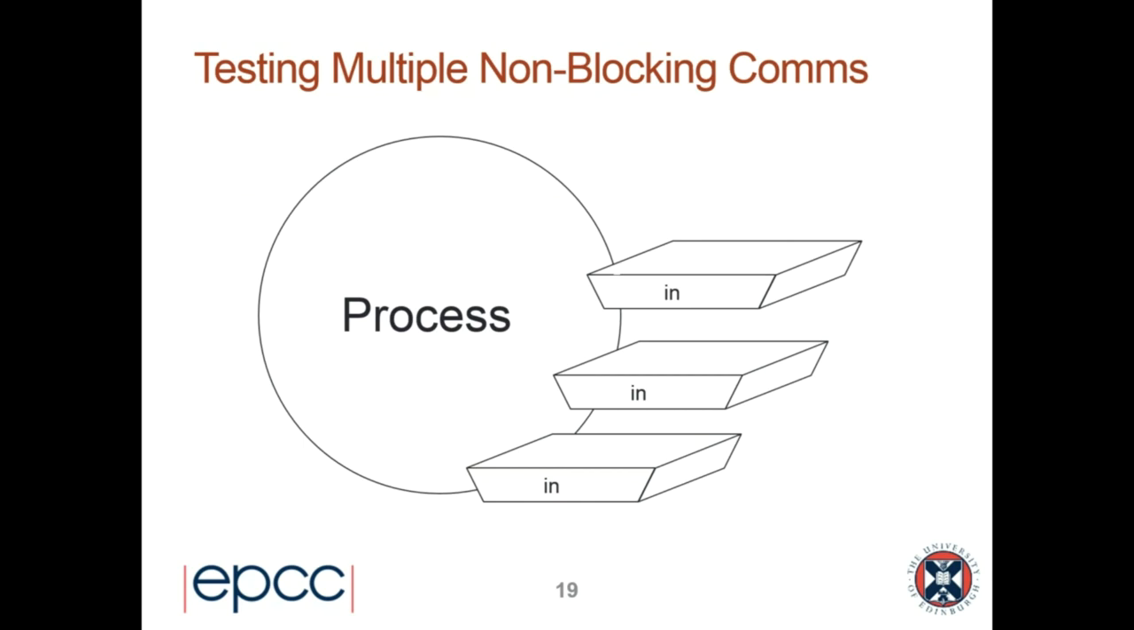If you want to send and receive lots of messages, the general advice is issue all the receives, all the sends at once, and then say to MPI, just wait for them all to finish. Just let MPI sort it all out.